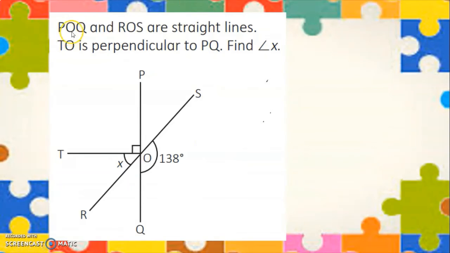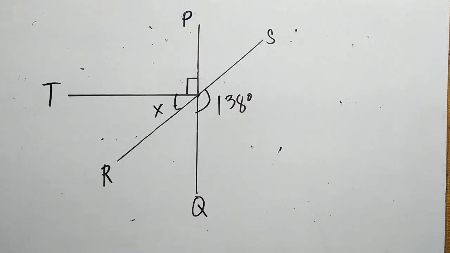Last example, POQ and ROS are straight lines. So POQ, so this is the line, and ROS, so this is the straight line. So we have two straight lines. Line PO is perpendicular to line PQ. So we have the symbol here. So find angle X. Okay, take a look at these angles.